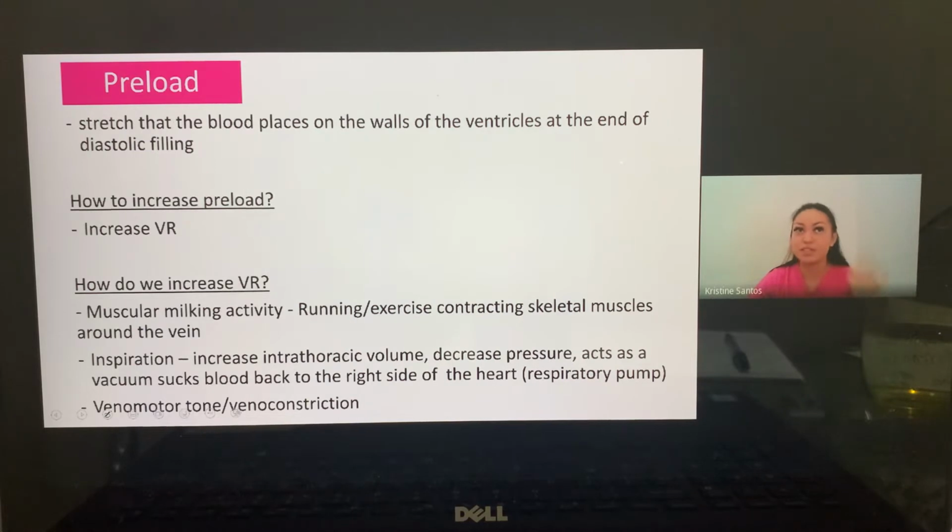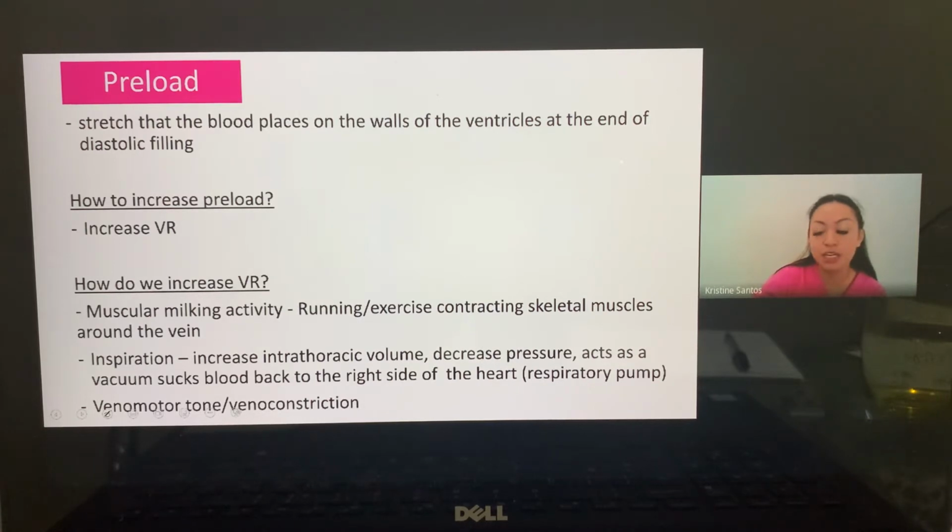So preload is basically just the stretch of the ventricles during that ventricular filling phase, during diastole, right before systole, right before we contract. Do you get that definition, guys? Yep. Okay. Preload just refers to the stretch of the ventricles at the end of the diastolic filling period, literally just before systole.